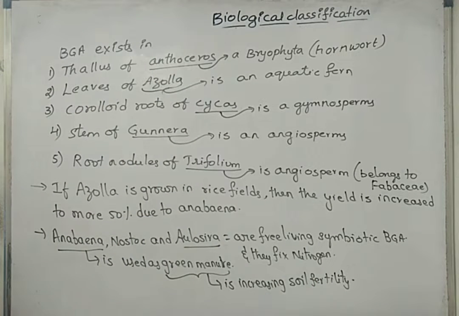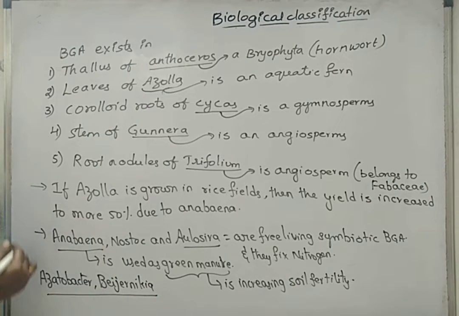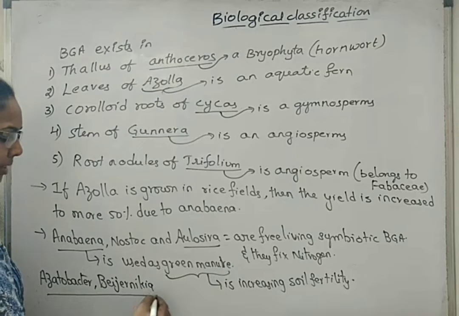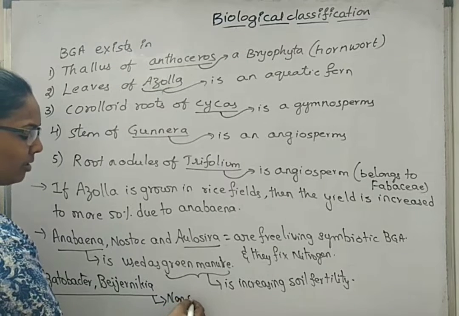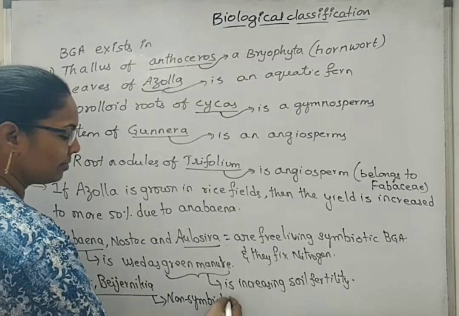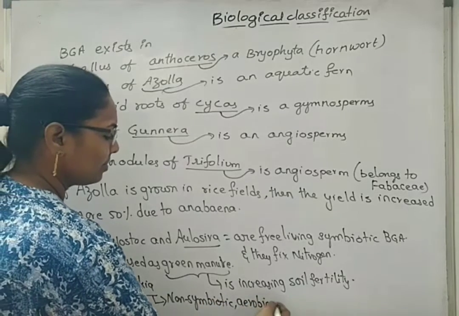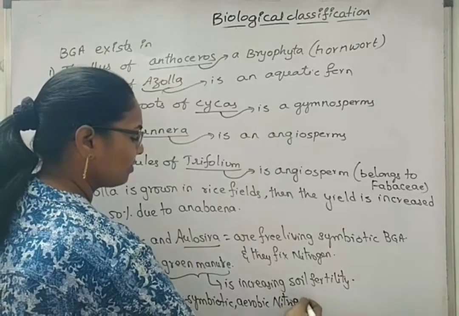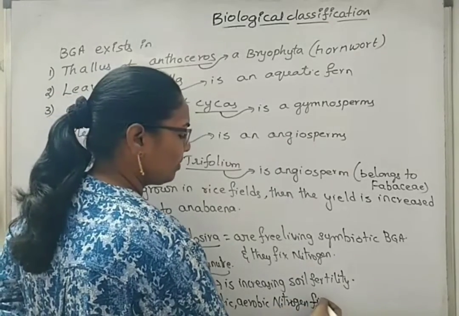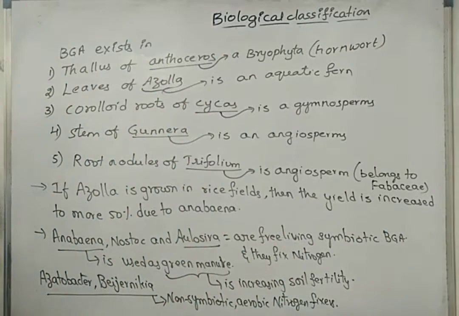There are some examples which fix nitrogen non-symbiotically also. Those examples are Azotobacter and Beijerinckia. These both are considered as non-symbiotic aerobic nitrogen fixers. Actually, all these are previous MCQs that I made as a concept. Next.